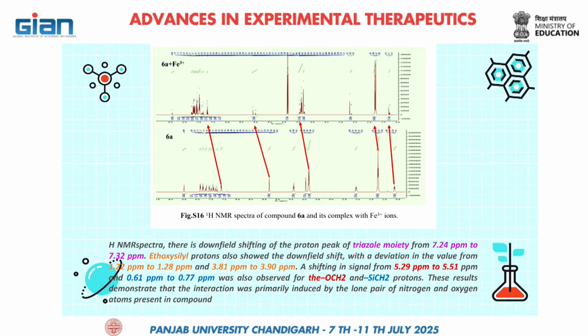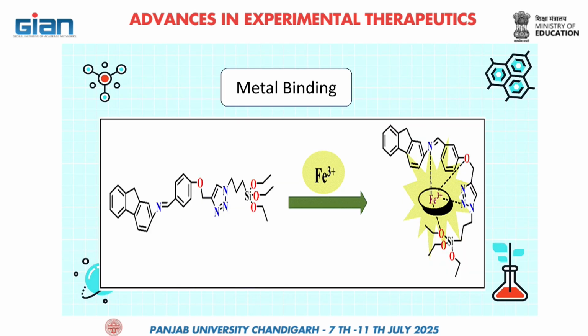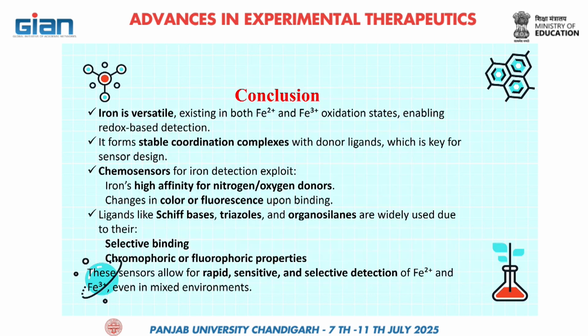Now from NMR, proper shifting of the peak has taken place from the triazole moiety from 7.24 to 7.32, and the shifting of signal from 529 to 551 was also observed, which proves the formation of the compound with the metal complex. The ferric ion was bound with the Schiff base nitrogen, oxygen, and nitrogen of triazole.